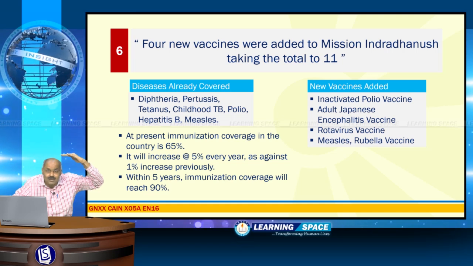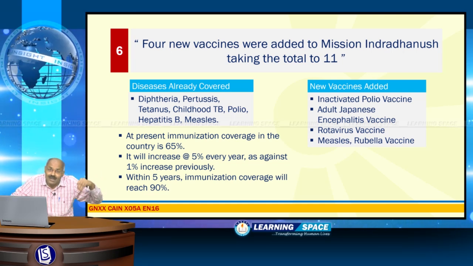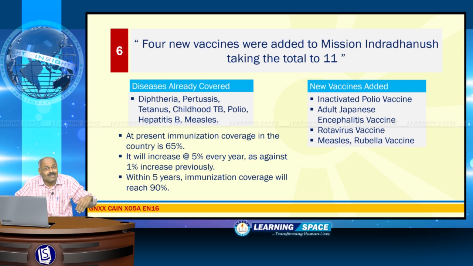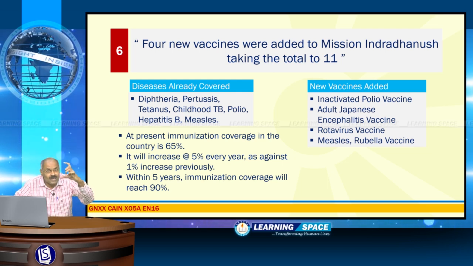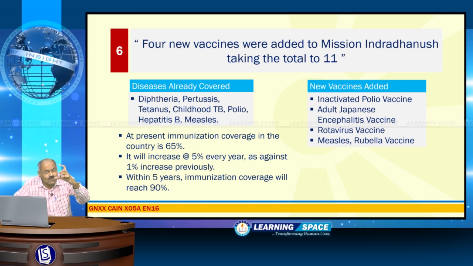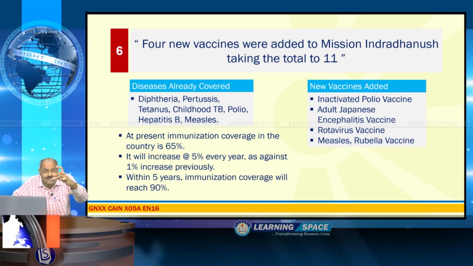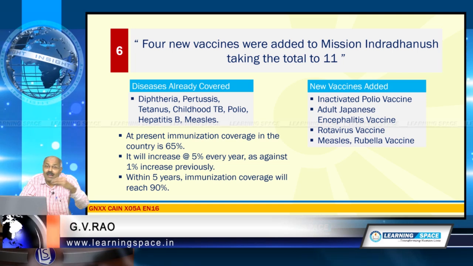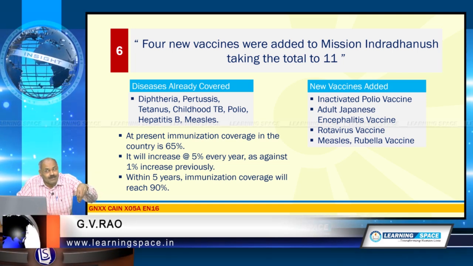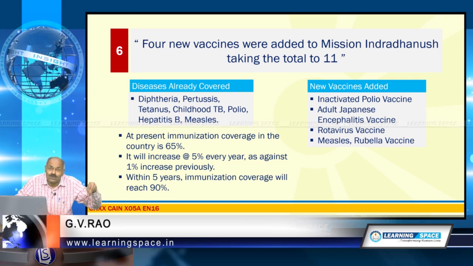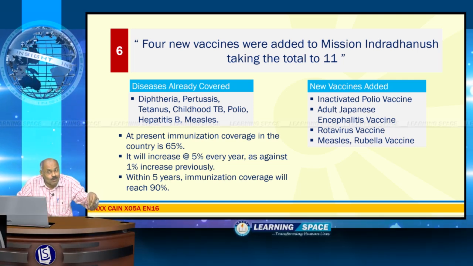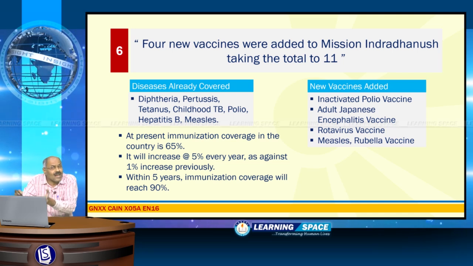With that in view, government launched this Mission Indradhanush, and initially 7 diseases were covered. I have given the list here: diphtheria, pertussis, tetanus, childhood TB, polio, hepatitis B and measles. And now 4 more vaccines are added, that is inactivated polio vaccine, adult Japanese encephalitis, then rotavirus, then measles rubella vaccine. So, these 4 are added now.